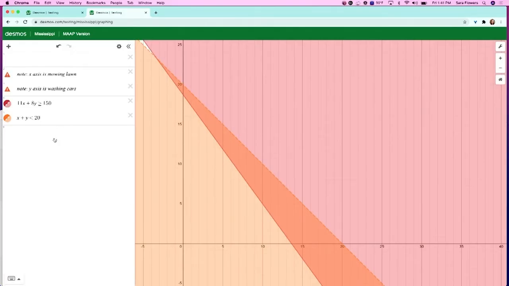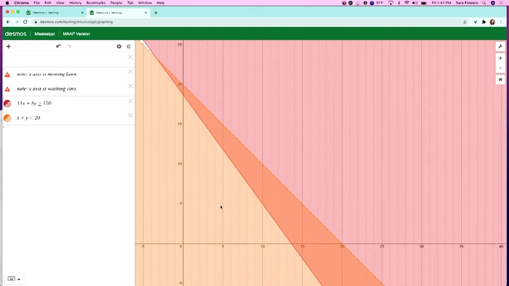I have it already graphed. So we have the 11x plus 8y is greater than or equal to 150. And we have the x plus y, which is less than 20. So as you can see, we have two different shaded regions. The red shaded region is our money. And our money, we did want it to grow. So you can see it is continuing to go up on the graph. The orange section is your hours that you are working, and we wanted it to stay below 20 hours. So you can see that it is below your boundary lines.